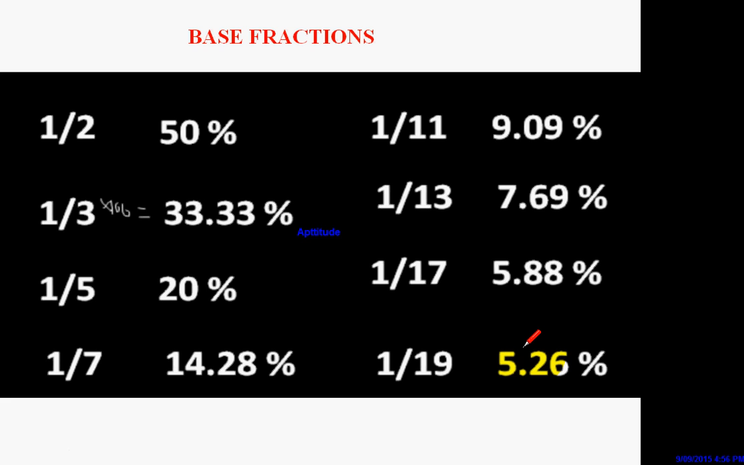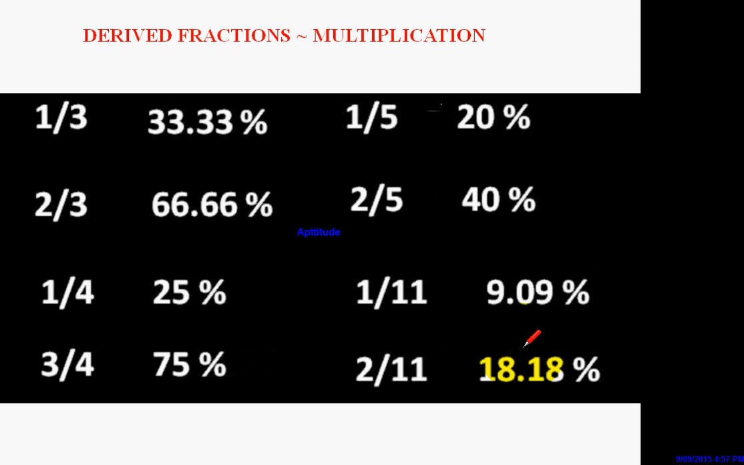These are the base fractions. We call them base fractions because from them we derive many other fractions. In the forthcoming slides we are going to see how fractions are derived by multiplication or by division. So this forms the base for everything else. These are termed the base fractions, and the derived fractions are the ones I get through multiplication.